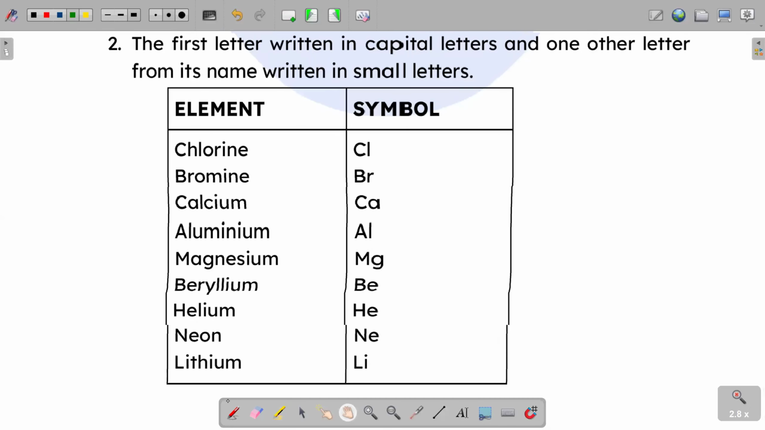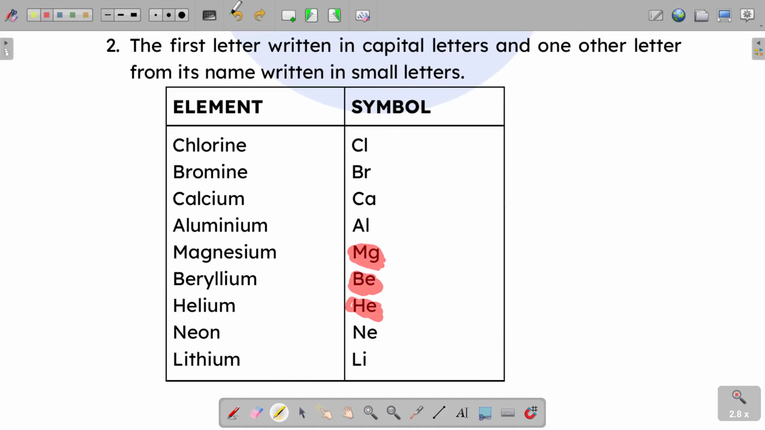Also, beryllium. Sorry, beryllium is Be. Magnesium is Mg. Helium is He, which is in this case also the first two letters of its name. Neon also the first two letters of its name, and lithium the first two letters of its name. So that's the second way with which elements get their symbols.